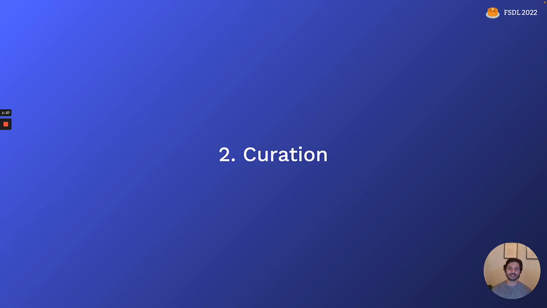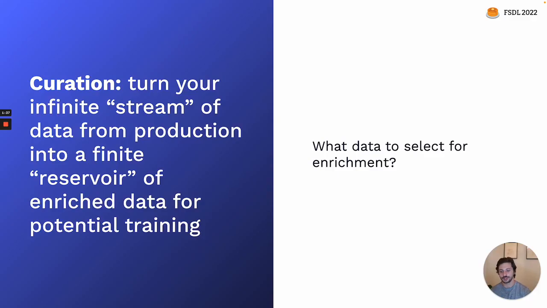Next step in the continual learning loop is curation. To remind you, the goal of curation is to take your infinite stream of production data, which is potentially unlabeled, and turn this into a finite reservoir of data that has all the enrichments that it needs, like labels, to train your model on. The key question that we need to answer here is similar to the one that we need to answer when we're sampling data at log time, which is: what data should we select for enrichment?